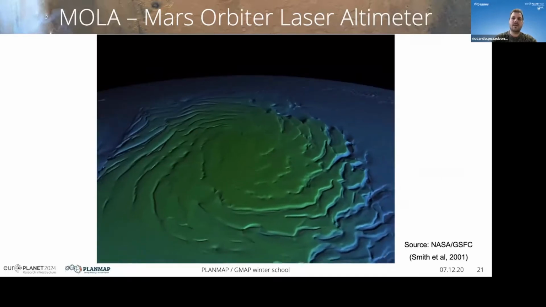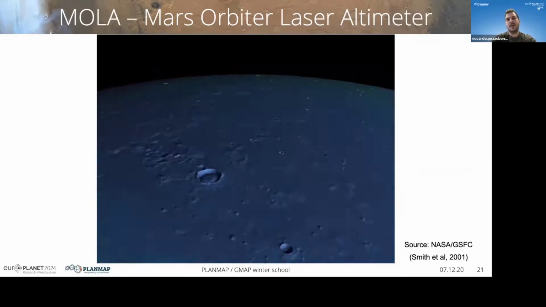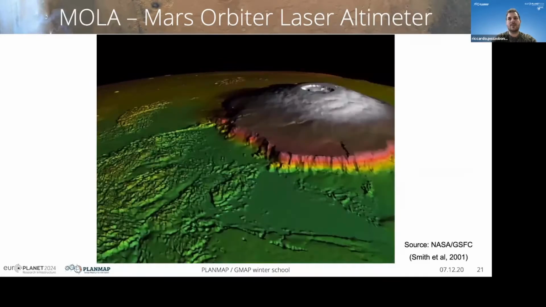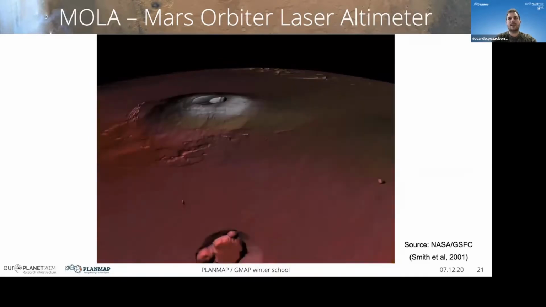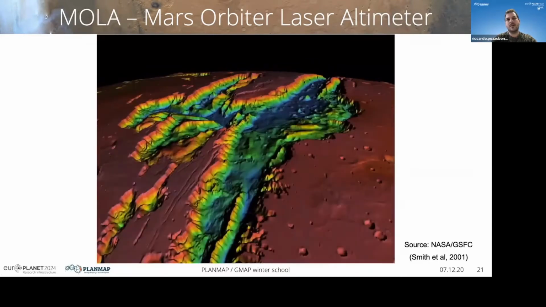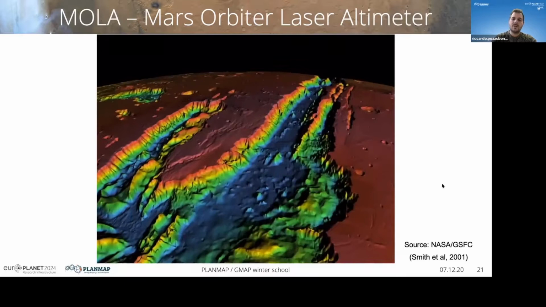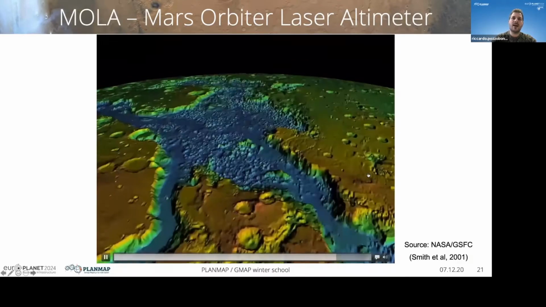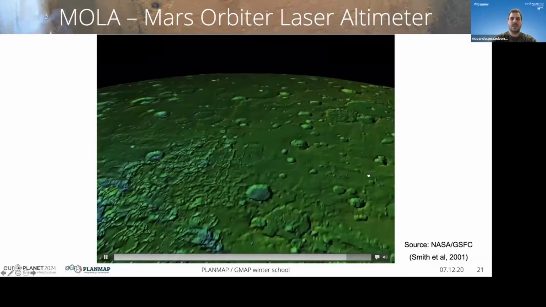This is created with the laser shots of the MOLA laser altimeter. And of course, this is Olympus Mons, for example. The Valles Marineris, we are just entering the Valles Marineris, 8 kilometers deep, more or less. So you see lots and lots of features. So MOLA can be used for large-scale measurements.